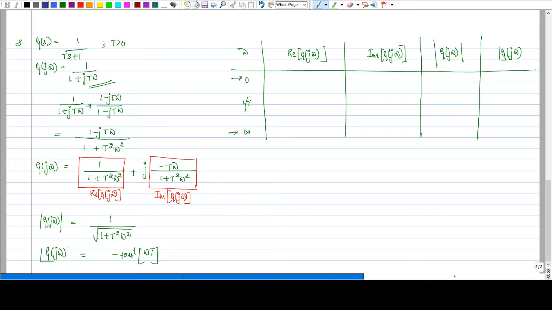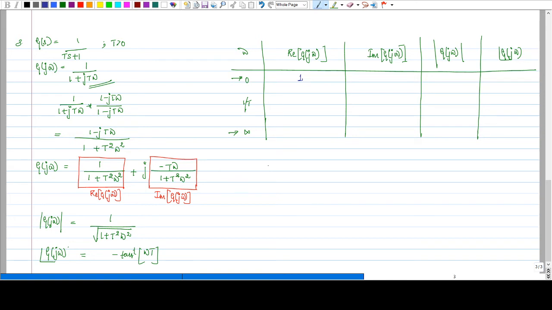See, when omega tends to 0, look at the real part of this. When omega is tending to 0, this second term is much smaller compared to the first term. So omega is very small compared to 1. So we will ignore this term. So what remains is 1 by 1, which is equal to 1. I'll repeat again. When omega is a very small value, t square into omega square will be much smaller value.